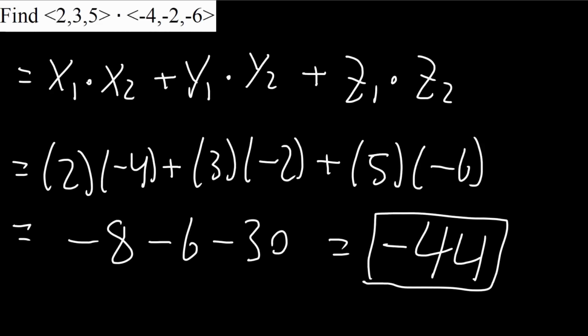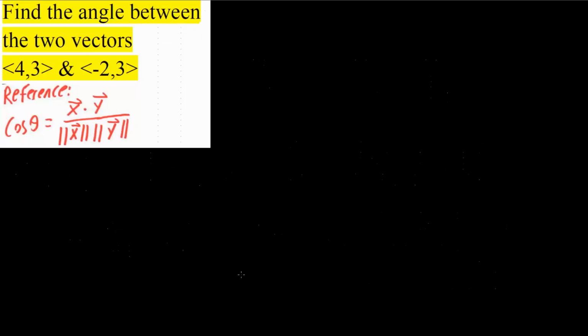And so the last question is a little bit different. It's going to be this. So we want to find the angle between two vectors. Now there's a formula for this. It's cosine theta is equal to the dot product of these two vectors divided by the magnitude of this times the magnitude of this. So we need to first get the dot product.